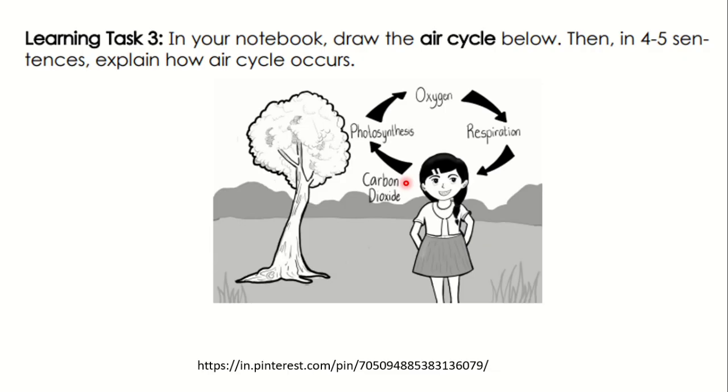So let us see if you got the correct idea about the air cycle. Let us start with photosynthesis. In photosynthesis, plants and trees create their own food by using the sun, and in the process, they give off oxygen.